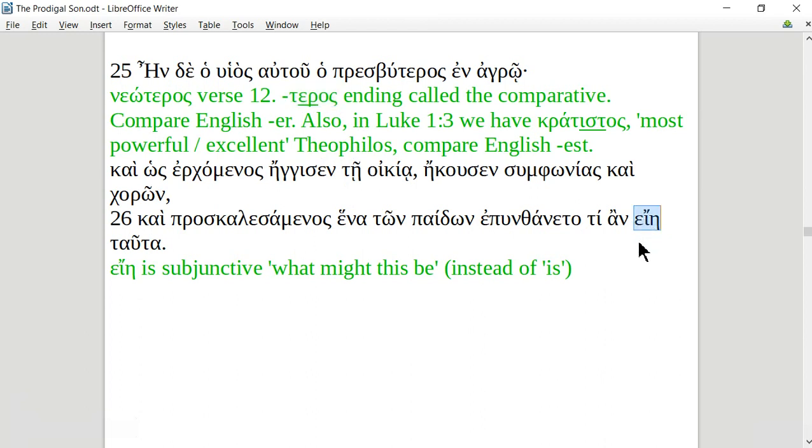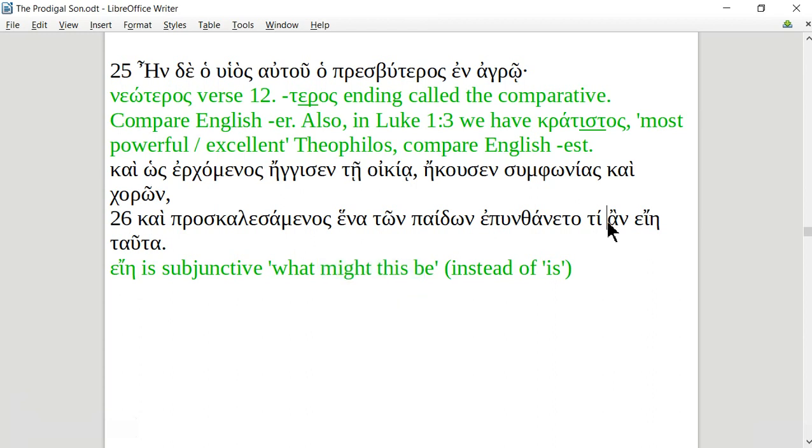Coming down to verse 26, commenting on this word a, this is a subjunctive form of the word is or be in Greek, and in English we use the form be for the subjunctive. Subjunctive is falling out of use in English now. It's still used a bit. So if we translate it strictly by the English subjunctive, we would say, he asked, what might this be? Instead of saying, what is this?